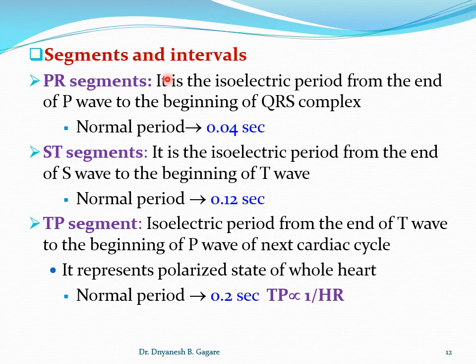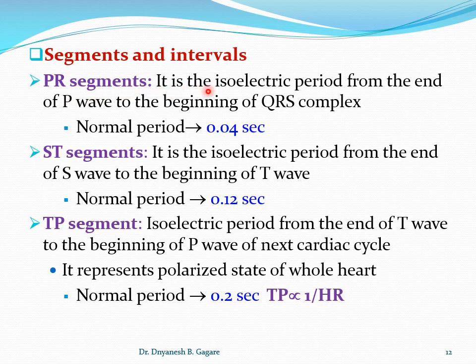Now, after these five waves, we come to the segments and intervals. Segments and intervals represent the time required for the impulse to travel, for example the depolarization time, the repolarization time, or the time required to travel from one point to another. Depending on that, we get the segments and intervals. First, see the segments. What is a segment? Between the waves there is an isoelectric line.